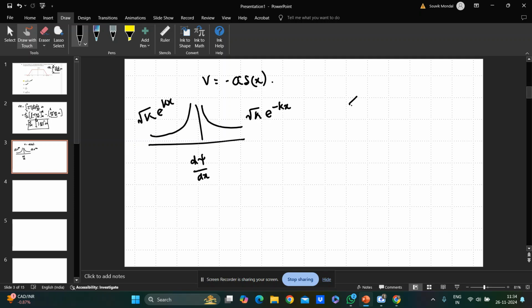So whenever you have to calculate the average kinetic energy, or average p square, you have to do this d2 phi dx2, right?